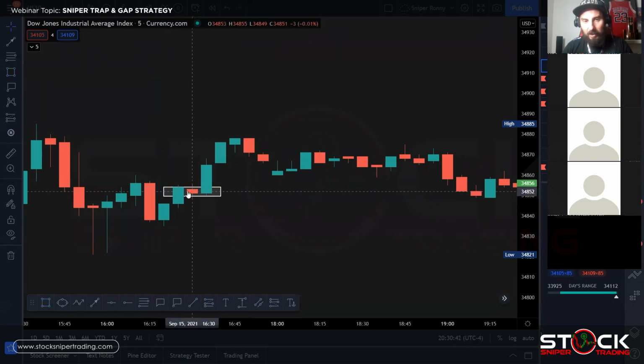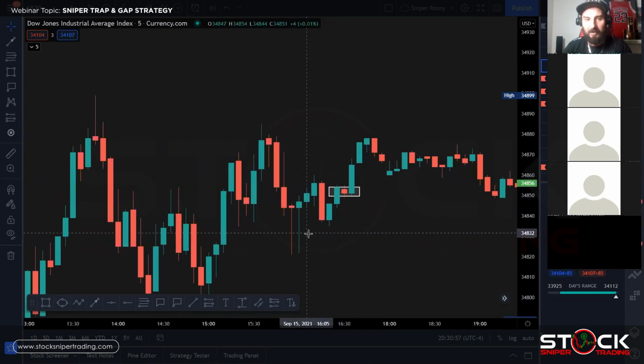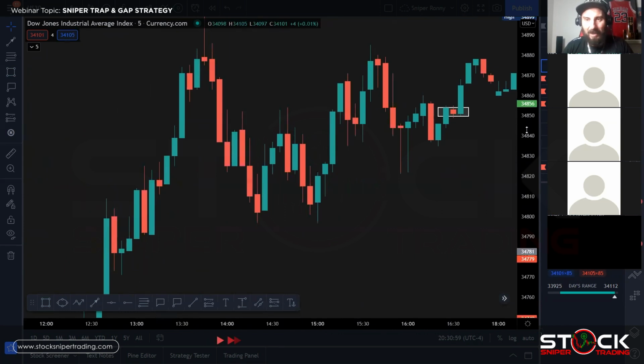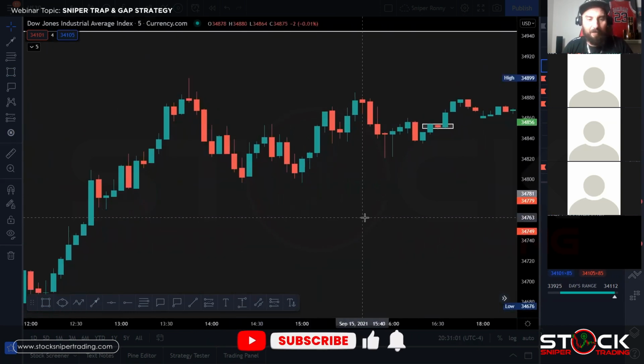See how they're just cooling off? That's a little cool off candle. It's a little spin top, little indecision inside here, but then the buyers will pick it right back up and continue the momentum. So you see it come up, cool off, 3-bar, and then there's your 3rd bar breaking out of there.